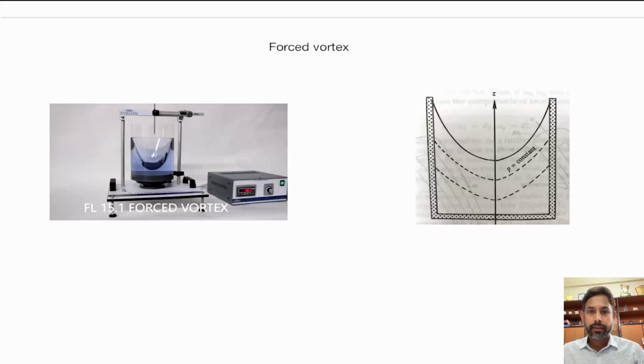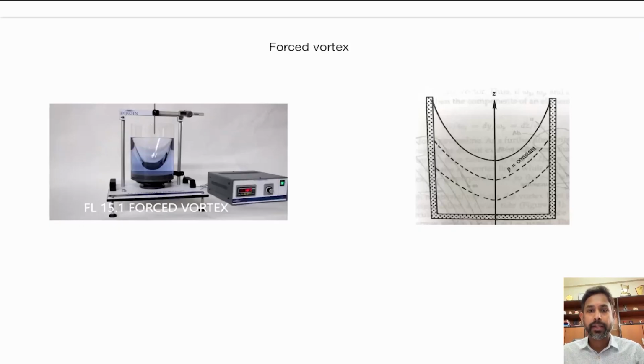So far we have seen two different kinds of vortex flows. One is forced vortex, another one is free vortex. And we also saw the reason why vortex forms, or in what kind of conditions vortex is formed and how it can be destroyed, right?